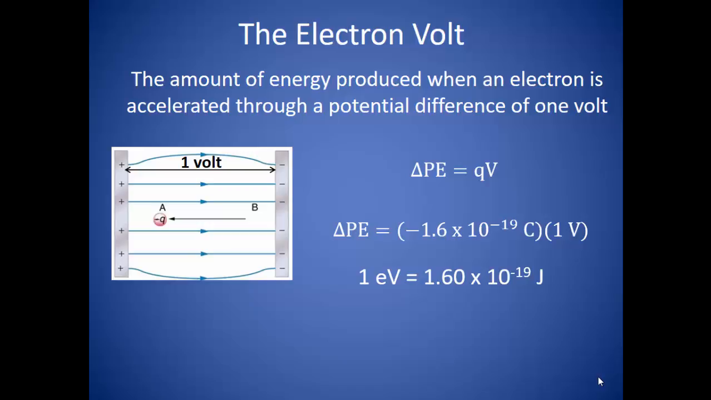Now this is just one charge going through 1 volt. What if we have a double charge? We would have 2 electron volts. What if it moves through 12 volts of potential difference? Then we have 12 electron volts. So at the atomic level, electron volt is the energy unit most commonly used.